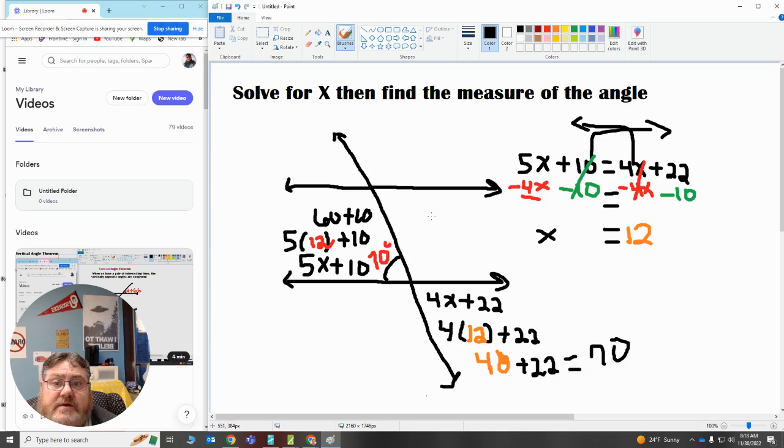Therefore, it really doesn't matter which angle you plug in x for, you'll get the same measure because vertical angles are congruent. They're equal to each other. So if this top angle is 70 degrees, which it is, this bottom angle, I'll mark it in red, is also 70 degrees. And we really only have to solve for one of the angles.